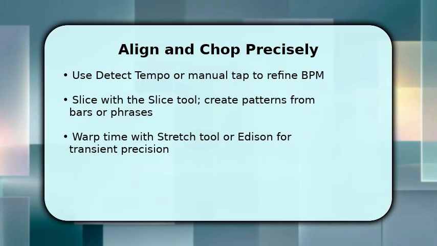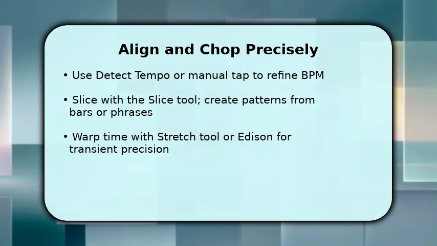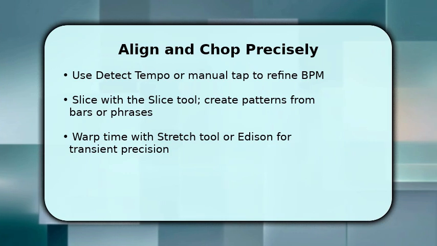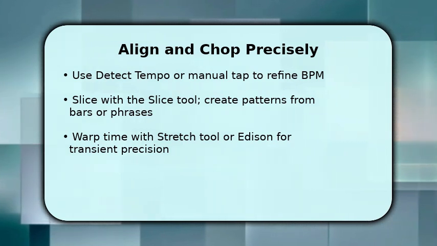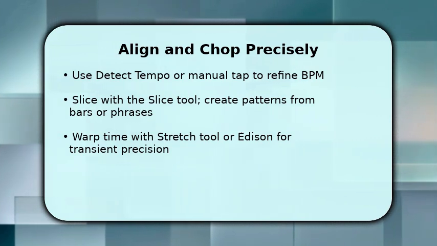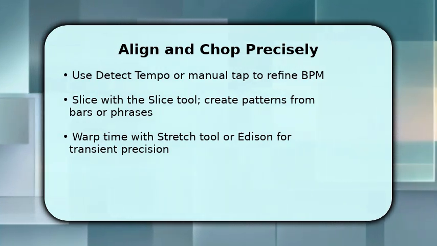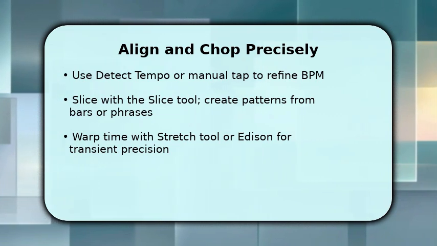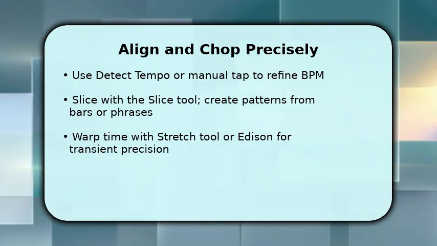Now you align and chop the beat into workable sections. You can run detect tempo on the audio clip or tap the tempo manually to refine BPM. This helps FL Studio gridlock transients. Once done, use the slice tool in the playlist to cut bar-aligned phrases. Keep bars and half bars for flexible arrangement.